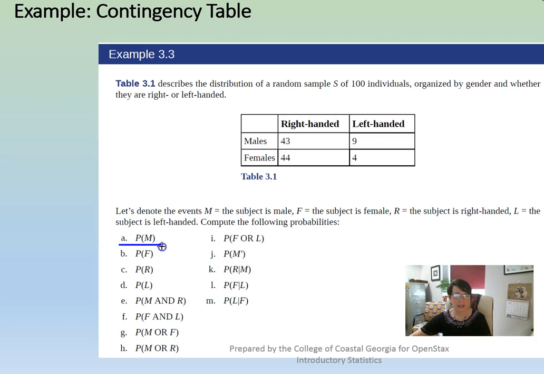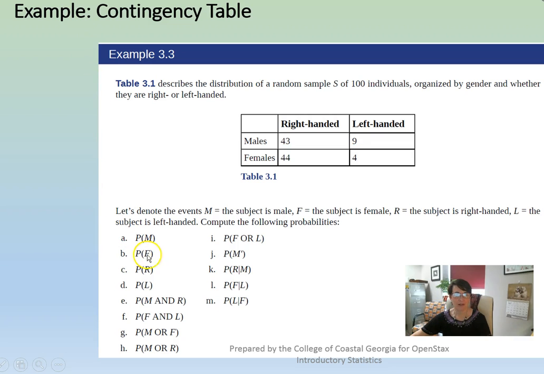So the probability of someone being male. Well, how many males are there? There aren't just 43 males, right? There are 43 plus 9. So when we talk about the probability of someone out of this sample being a male, we have to have 52 out of 100, out of the total number. So hopefully that makes it a little bit clear.